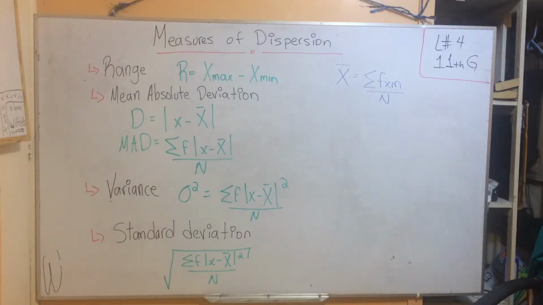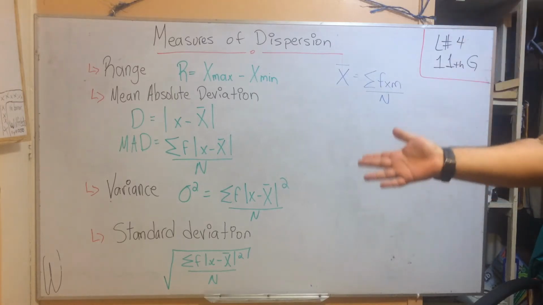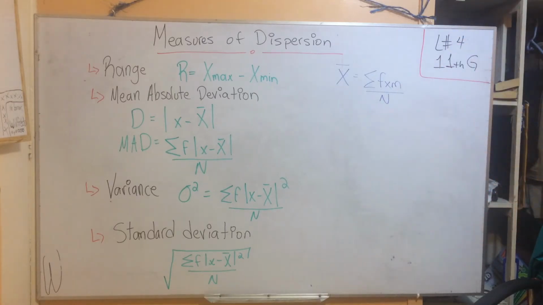This will be lesson number 4 for 11th grade. We're still going to be talking about statistics. In this lesson, we're just going to cover what the measures of dispersion are and where we get them, and in the next video lesson, we'll put it into exercises.